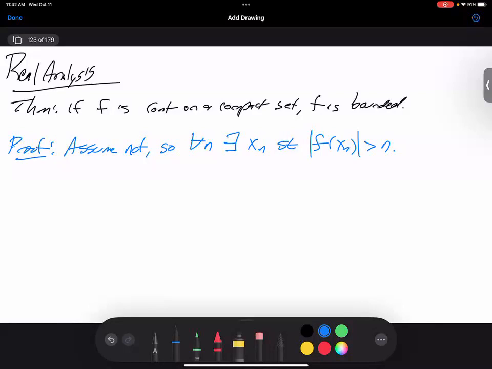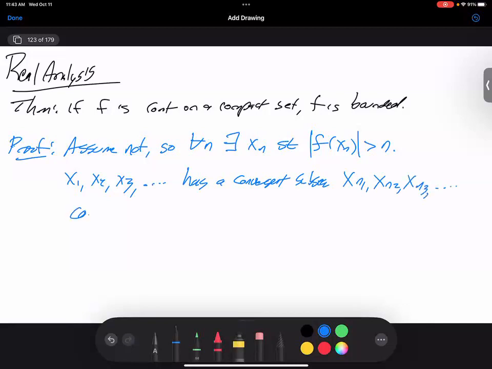Okay, so if I look at the absolute value of the function, I get a sequence of points. So I get x1, x2, x3, dot, dot, dot. And what must be true about any sequence of points in a compact set? They have a convergent subsequence, x_{n1}, x_{n2}, x_{n3}, and so on, which converges to, let's say, x star.